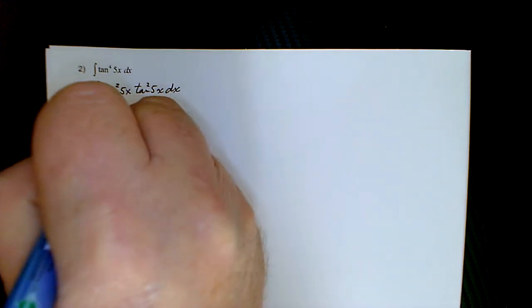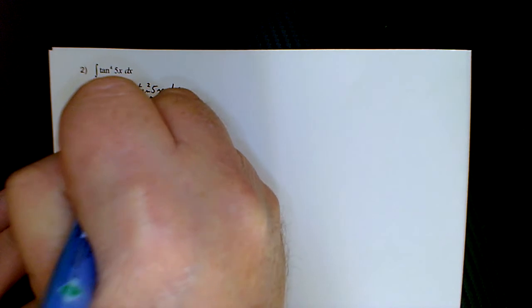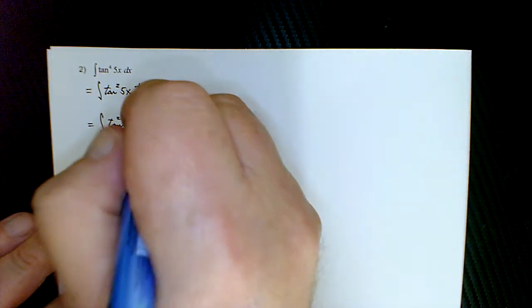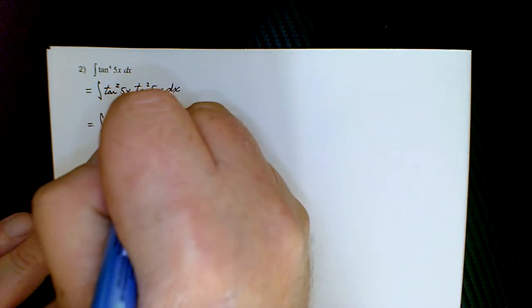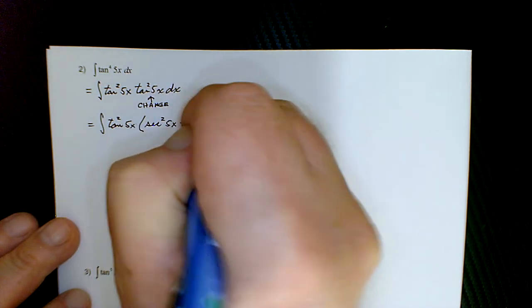So you got tangent squared 5x. Those 2 factors that we borrowed, push over with the differential dx. Don't box them off. Change them immediately. And so, by the Pythagorean identity, once again, I'll recopy the tangent squared of 5x, but then tangent squared of 5x can be changed to secant squared of 5x minus 1.